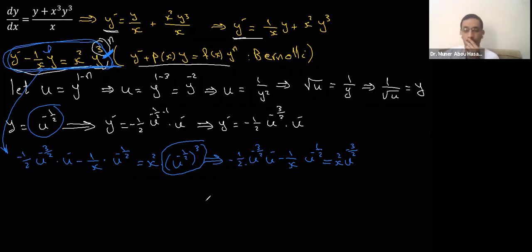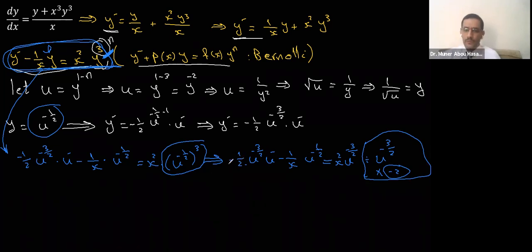Now, to simplify this equation, I'm going to divide by those. Look what I'm going to do. I'm going to divide by u to the negative 3 over 2, and I'm going to multiply by negative 2. I need to simplify my writing, only my equation. So you will multiply by negative 2. If you multiply by negative 2, you will cancel this. And you divide by u to the negative 3 over 2, you will cancel this. So you have only u prime.